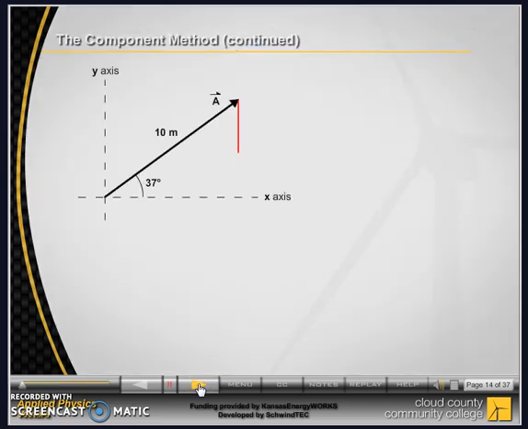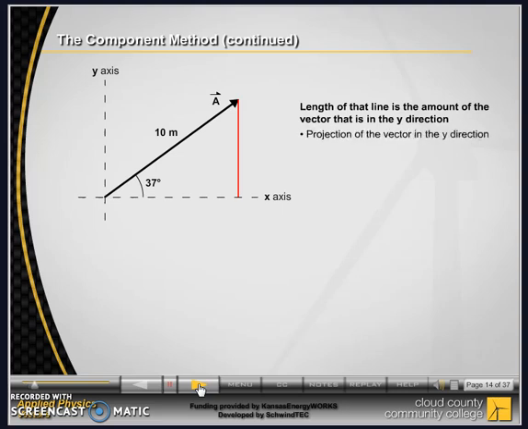If a line is drawn straight down from the tip of A perpendicular to the x-axis, the length of that line is the amount of the vector that is in the y direction. That is, it is the projection of the vector in the y direction. We call this the y component of A, designated AY.